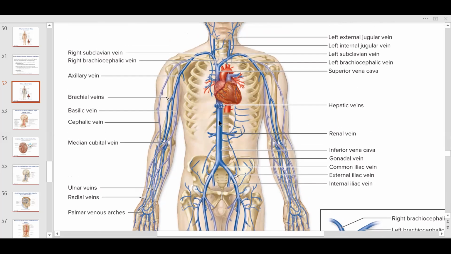Still, right here, if I point here, it's still the vena cava, right? It's still inferior vena cava, right? It's still inferior vena cava. The only superior is up here, that little piece.